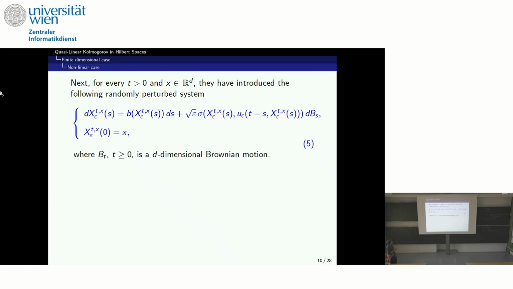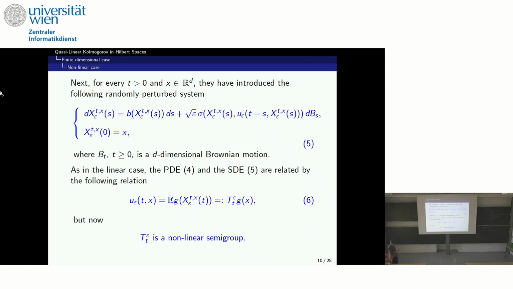And if you fix T now, you can associate to the equation before this stochastic differential equation. I am in finite dimension here, where u is the solution of the Kolmogorov equation. You need to fix T, and you have to go backwards for the solution of the PDE. And so for each T, you have a family of perturbed systems. And what you can get is still that you can write down the solution of the Kolmogorov equation through a semigroup T epsilon T that now is a nonlinear semigroup.